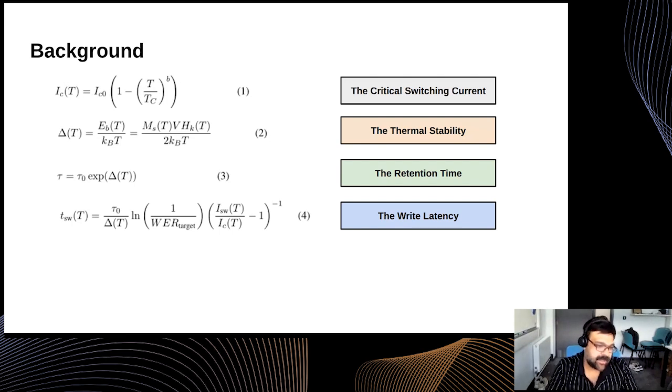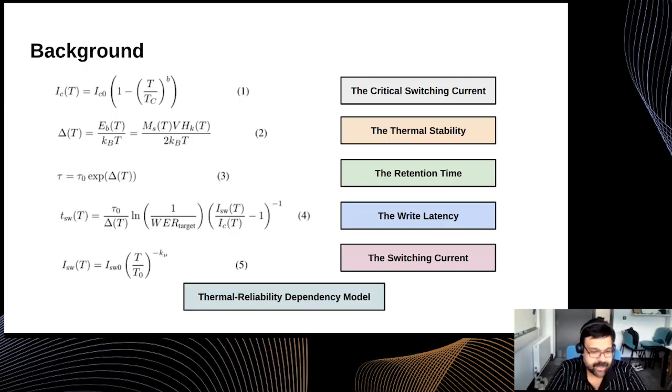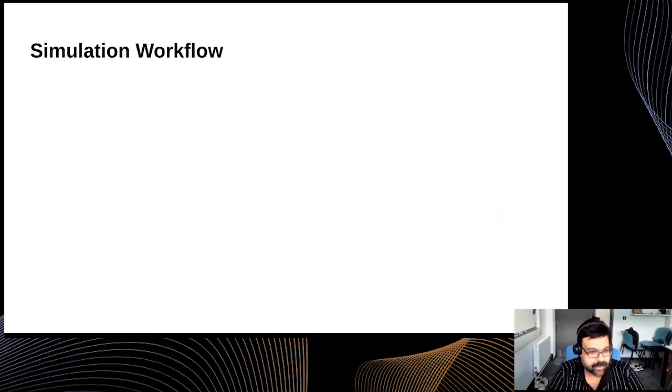Then we have the write latency. You can see that this also has a dependency on the thermal stability, an inverse kind of dependency. If you have high temperature, your thermal stability will go down, and if you have lower thermal stability, then definitely your write latency will go up. And you have the switching current, which also has some dependency on the temperature. All these 5 equations basically form the heart of the thermal reliability dependency model used in this work.